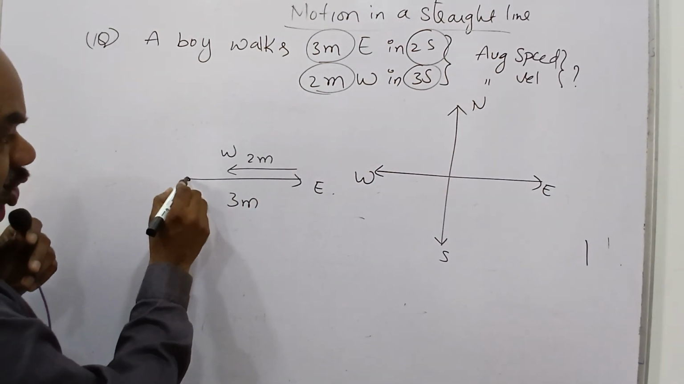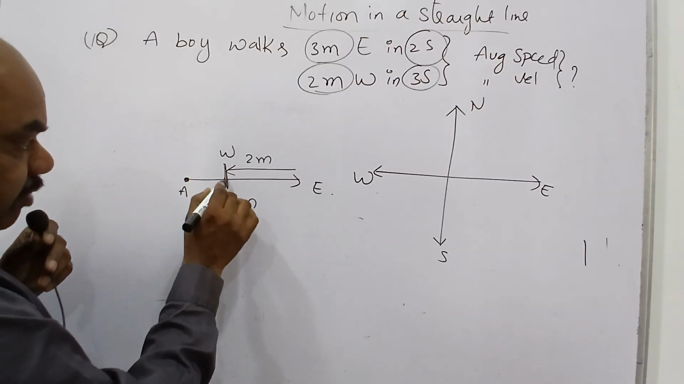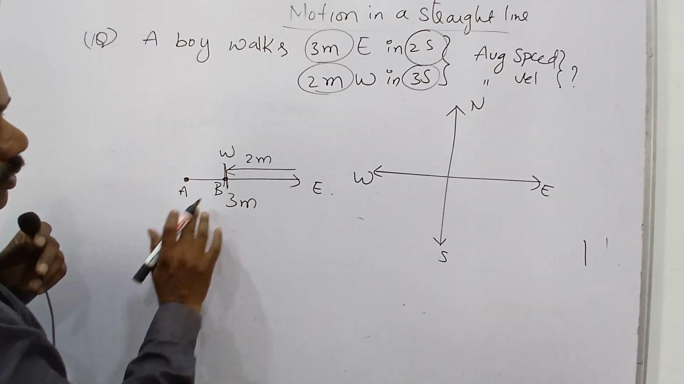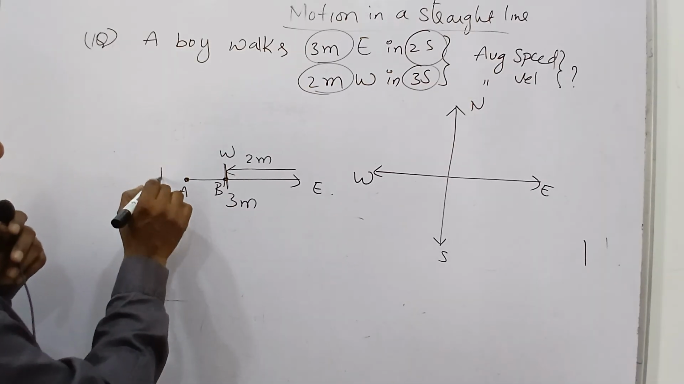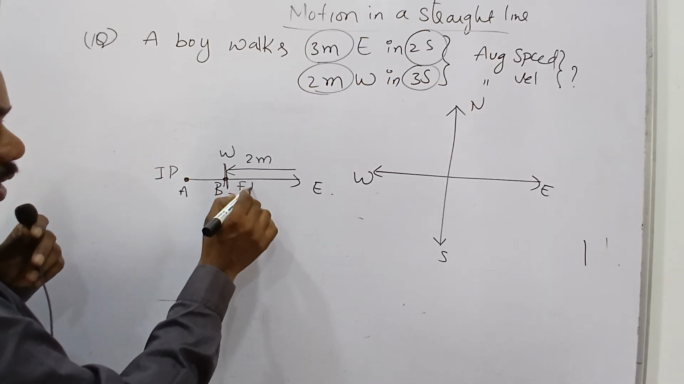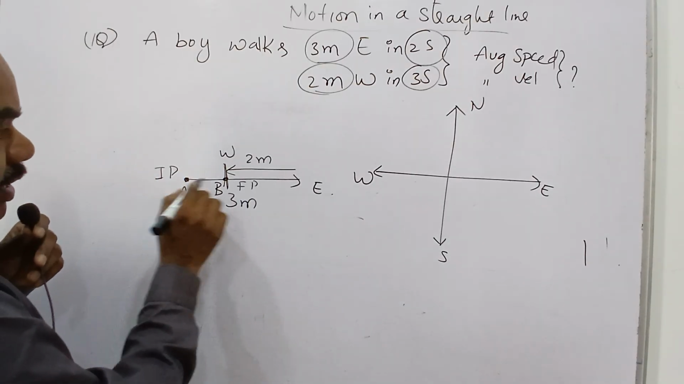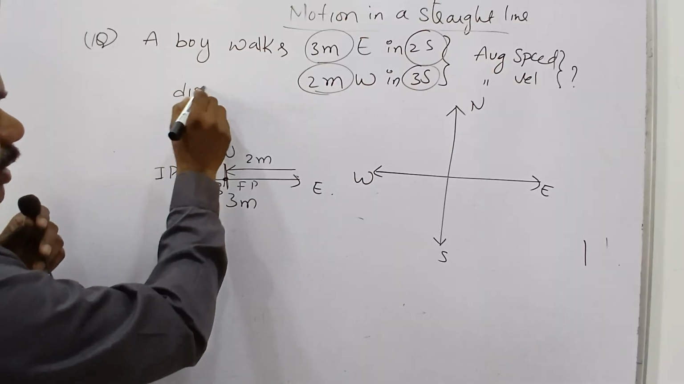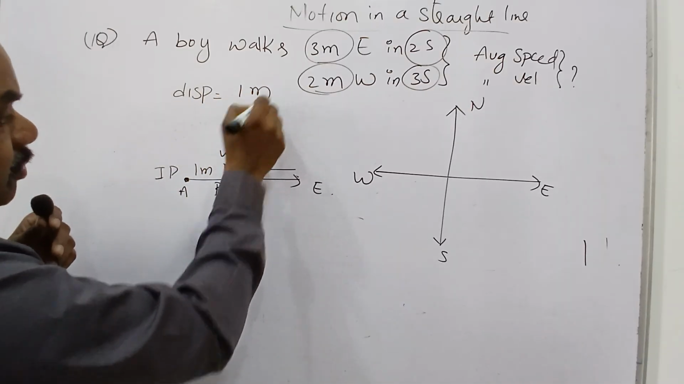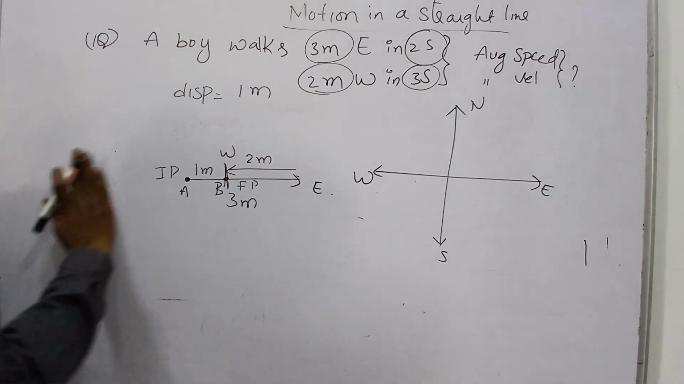Now this is the initial point where the boy started. This is the final point where he is now. That is called displacement. Displacement is the shortest path between initial position and final position. That means in total 3, again he came back 2. That means 3 minus 2, how much? 1 meter. 1 meter is the displacement.